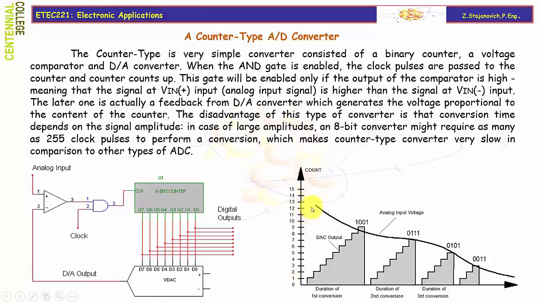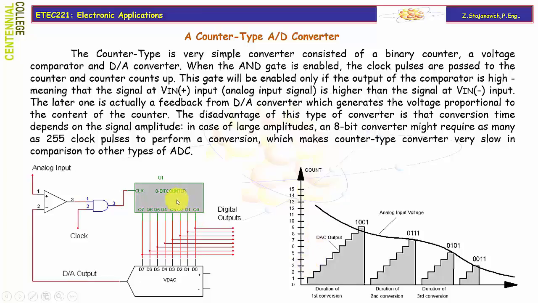And here is the illustration how conversion time depends on the current amplitude. Let's say for this amplitude, which is fairly high, we will start counting from 0. So the content of the DAC will be 0, and since our signal is higher than 0, the output is set to 1, the gate is open and clocks are now being counted in the 8-bit counter.